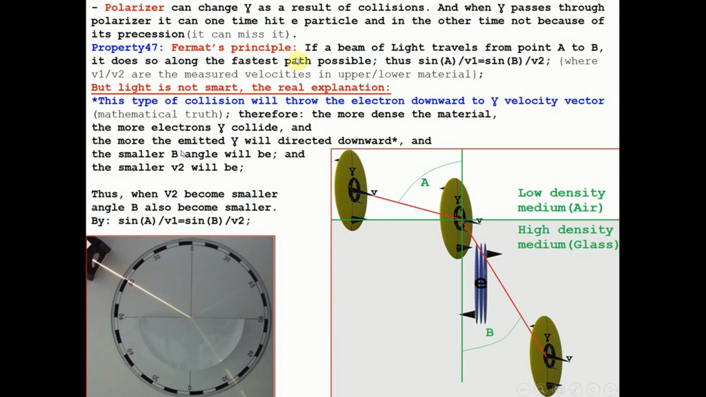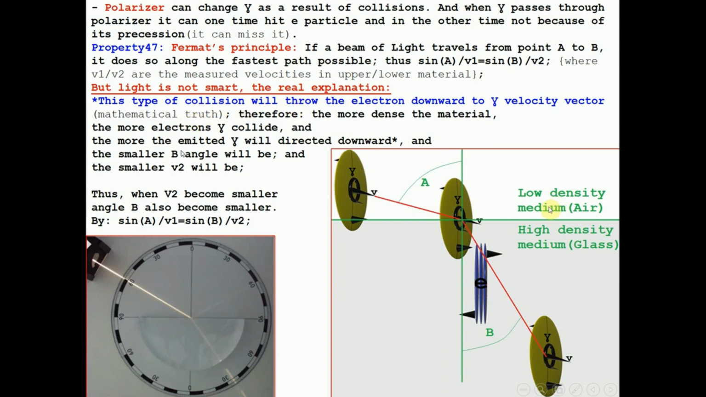Fermat's principle says that if a beam of light travels from point A to B, it does so along the fastest path possible. Therefore, this equation holds, where V1 and V2 are the velocities in the upper and the lower material, the measured velocity, and A and B are these angles. But light is not smart. The real explanation is the following.